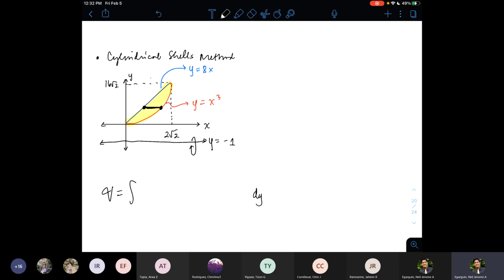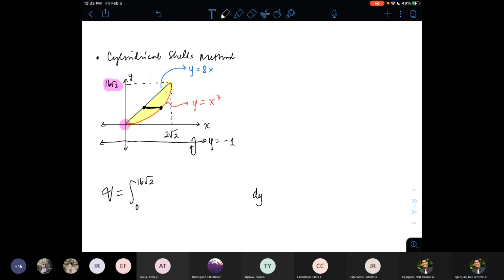Okay? And then if you imagine the horizontal strip being slid up and down the region, the red curve is always on the right, the blue curve is always on the left, so that means we don't need to split the integral up into pieces. So we can do a one-shot integral over here, and the integration should be carried out from the starting y value until the ending y value. The starting y value for the region is 0, and the ending y value is 16 root 2.